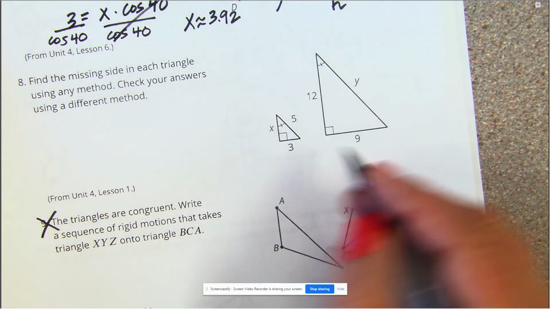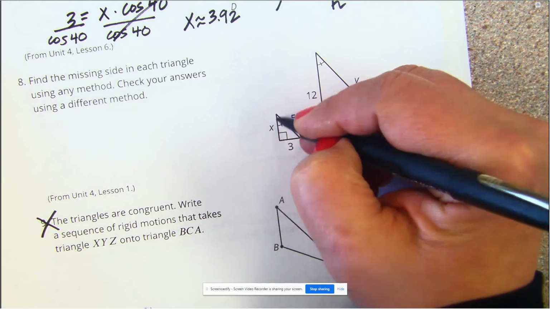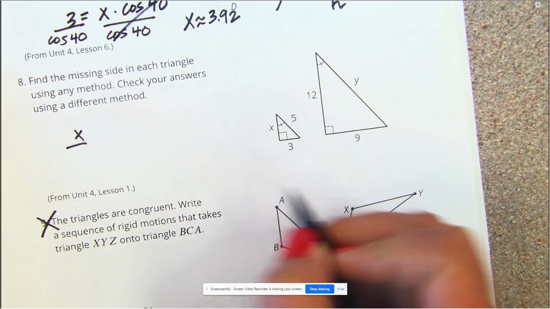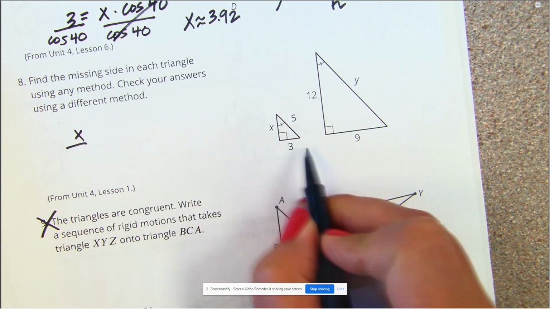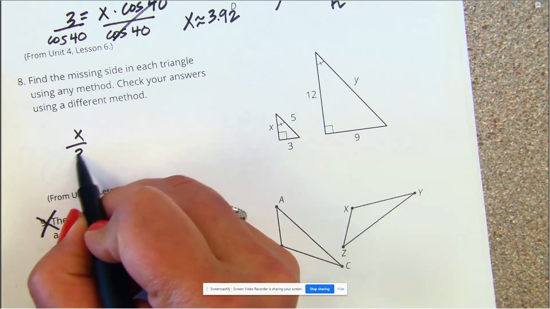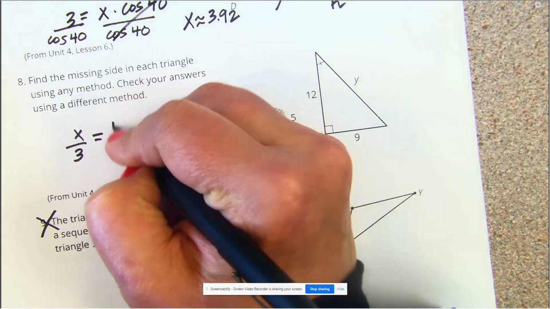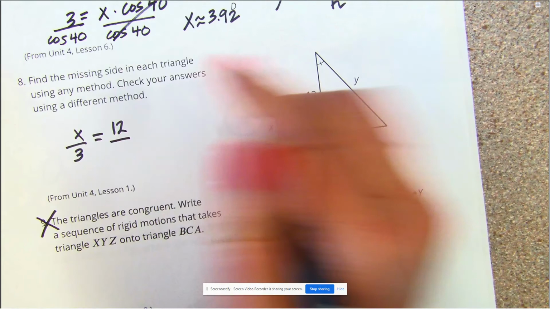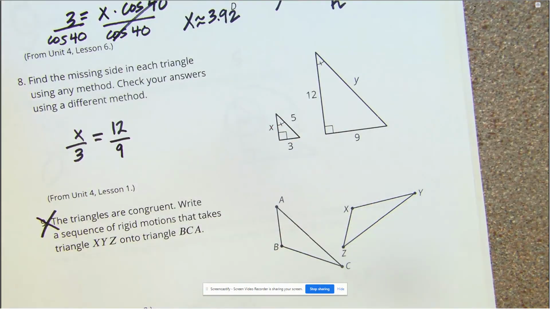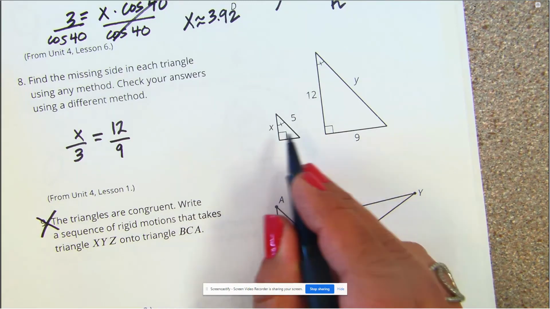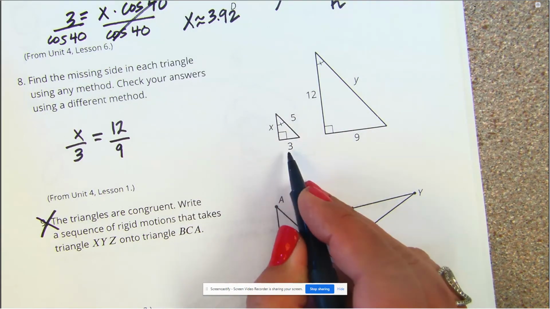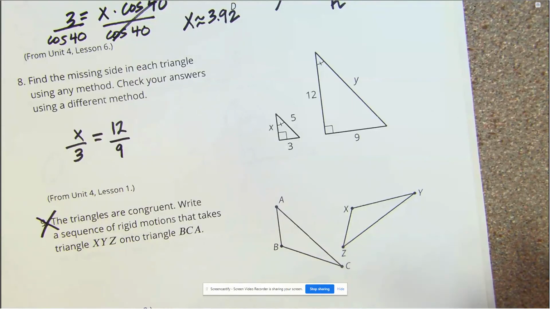So let's find x first. So the side of the small one over, I'm going to do the bottom, right, because we have those two here. Over the bottom of the small one is going to be the same as the side of the big one over the bottom of the big one. Now it's not the only way you could have set it up. You could have done 3 over 9 equals x over 12. You could have done 3 over x equals 9 over 12, as long as you're consistent.